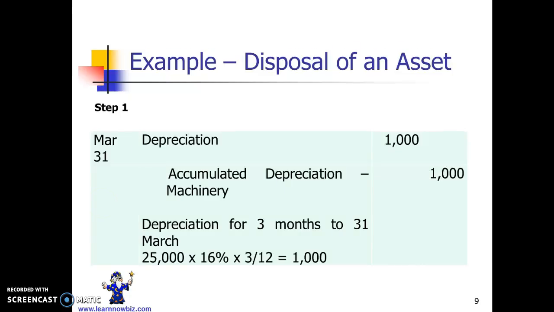So, if the last time that we worked out depreciation was on the 31st of December, then we must calculate depreciation for 3 months. So you can see there that if the asset cost was $25,000, depreciation rate was 16%, then we need to calculate the depreciation by 3 over 12, and this works out to $1,000. So the debits and credits are depreciation debit, 1,000 because it's an increase in expense, and we credit accumulated depreciation machinery because it is a reduction of an asset.